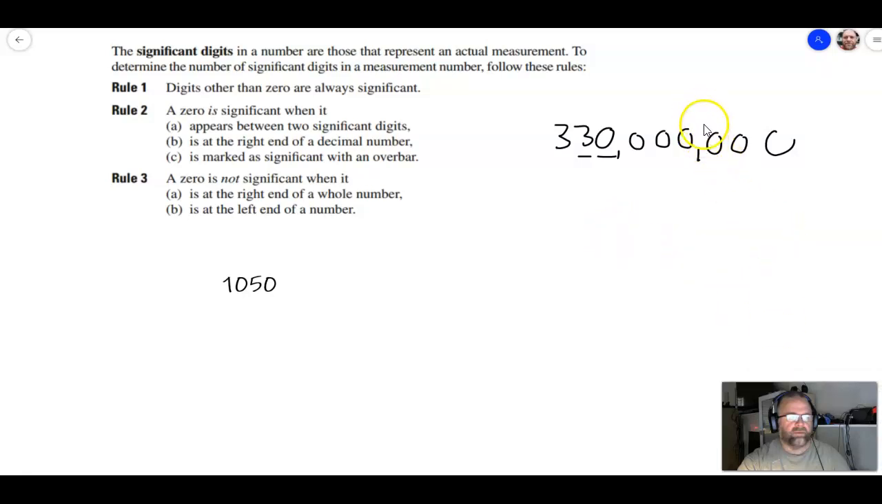So now what if they did this? What if they did that? That means that they would actually have counted all the way down to the hundreds place, so then we would have had 1, 2, 3, 4, 5, 6, 7 significant digits.